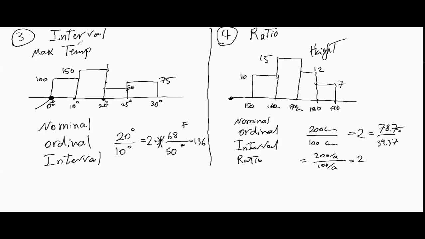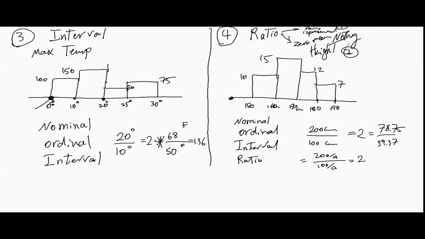The ratio has a zero. Maybe I write it for you. The ratio has two serious meanings. One is that the ratio is preserved. And the other one is that zero means non-existence. Nothing exists. One, two. So ratio has two attributes: zero means nothing exists and the ratio is preserved. Interval data is when zero is subjective.